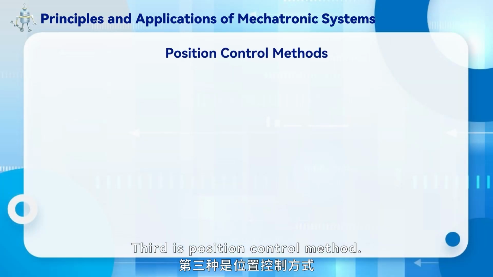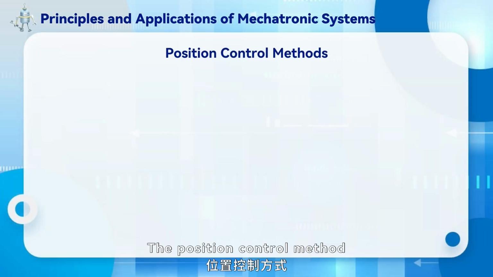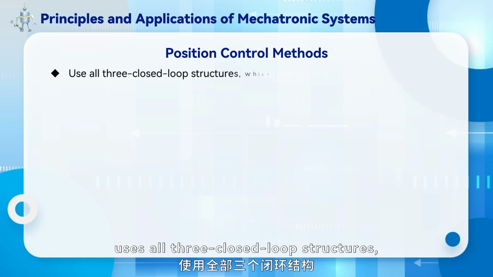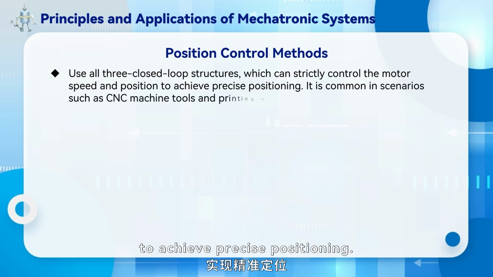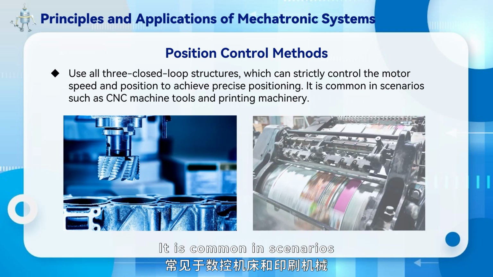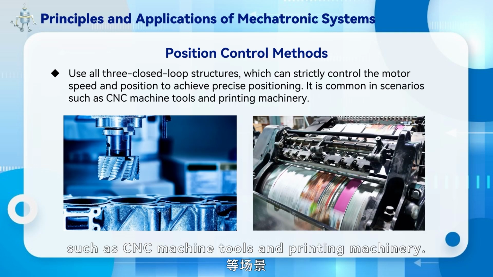Third is position control method. The position control method uses all three closed-loop structures, which can strictly control the motor speed and position to achieve precise positioning. It is common in scenarios such as CNC machine tools and printing machinery.